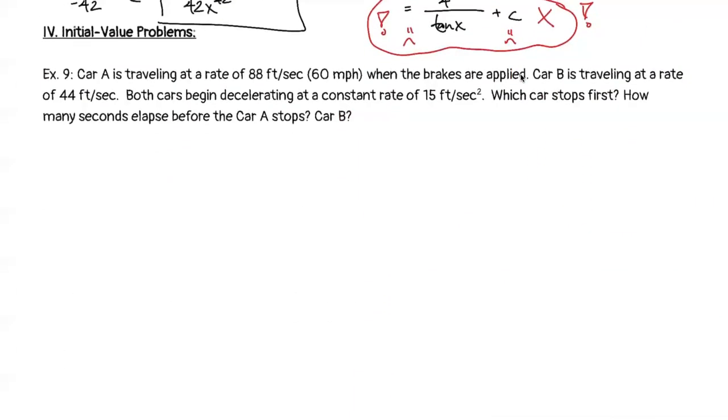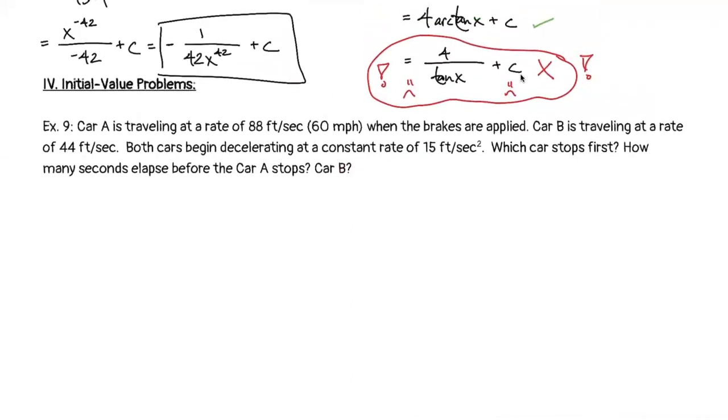All right, so initial value problems. This is when you find a number for C. I've been telling you that you have to write that plus C on the end, but now we're actually going to be able to find a number to plug in there. So let's take a look at this question.